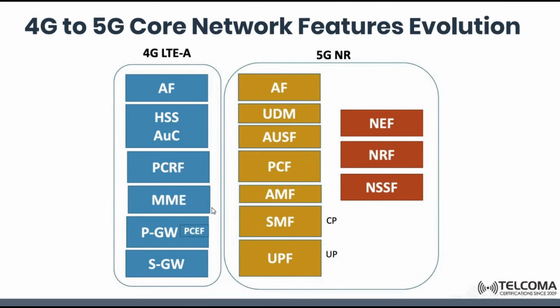If we talk about LTE, it is simpler. It has SGW, PGW, MME, PCRF, HSS, AUC, and application function. So UDM and AUSF were in one block in 4G. Policy control function was done by PCRF in 4G. AMF, the access and mobility function, and session management function were done by MME in 4G, and PGW and SGW were handling user data traffic. Here it is basically done by the user plane function. So it is a comparison of how LTE Advanced is comparable to 5G NR.